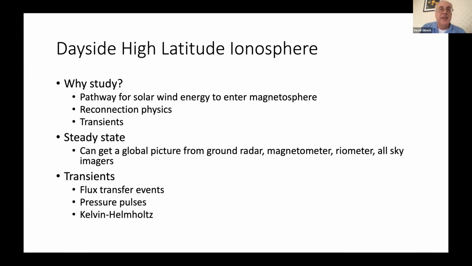So, last topic, the dayside high latitude ionosphere. Why study this? We can use ground-based measurements in the high latitude ionosphere to study solar wind entry into the magnetosphere. It's a great place to remotely study reconnection physics and transients in the solar wind magnetosphere interaction. We have a whole array of observatories there, which include ground radar, magnetometer, riometer, and all-sky imagers that can help us reach our conclusions. There are lots of cool transients. I just have one slide.